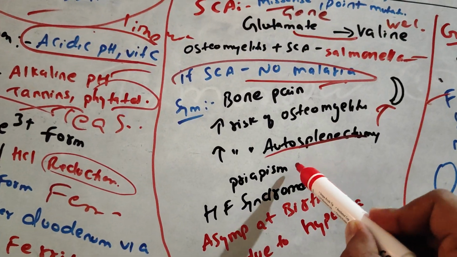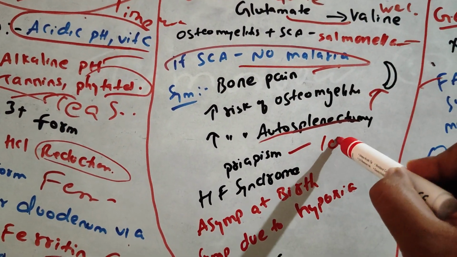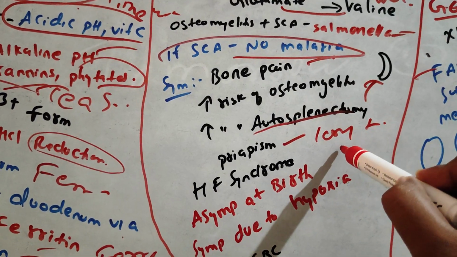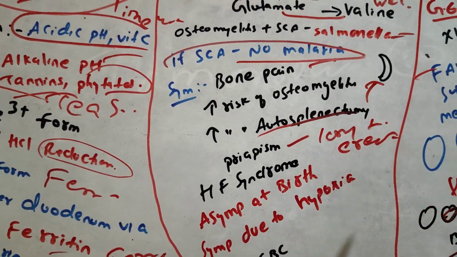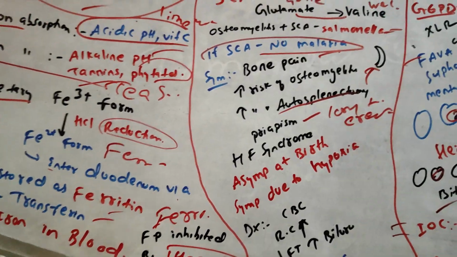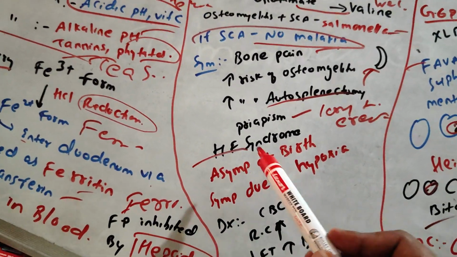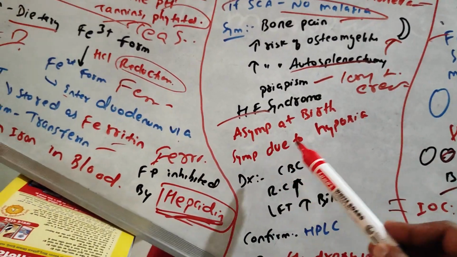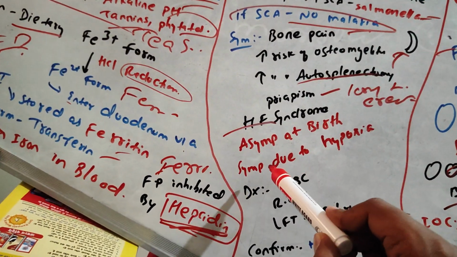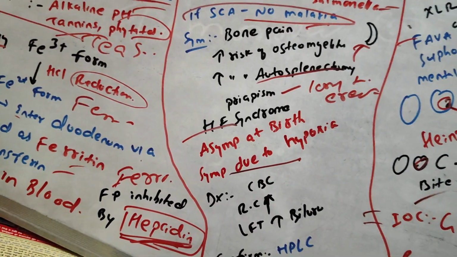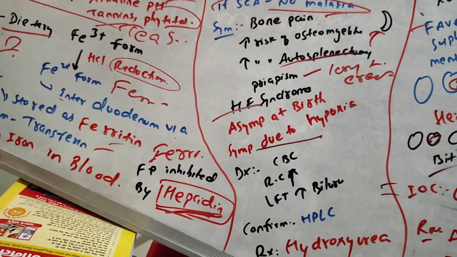There is also priapism, which means a long-lasting erection of the penis. It is also associated with hand-foot syndrome. It is asymptomatic at birth, but becomes symptomatic due to hypoxia.